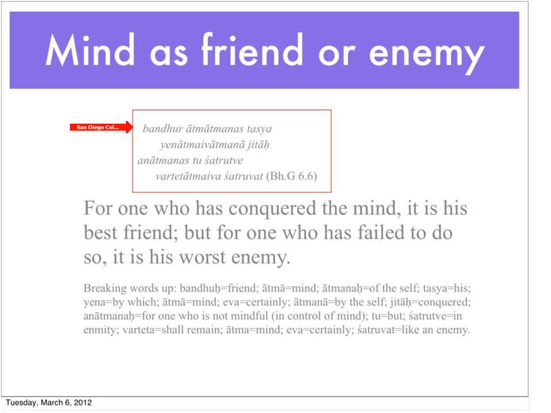So it's saying that the mind is part of me. It's a manifestation of consciousness, but the real I is the atma, the self. And if my mind is not conquered, if it's not jita, then it is going to cause me trouble. It's going to lead me astray. It can be my enemy.